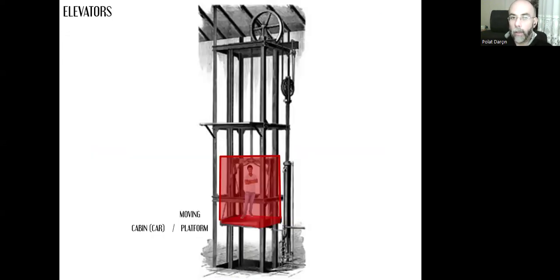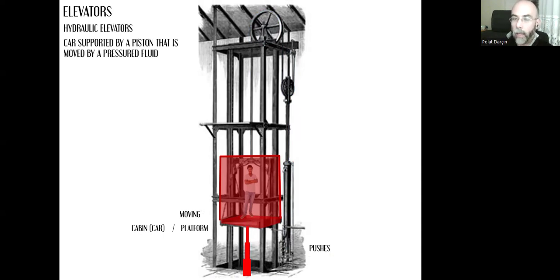So we talked about the one that pulls from above. Let's take a look at the one that pushes from below. Obviously, we don't need these cables, the machinery, the pulleys or counterweights anymore. Instead, we have something that we call a hydraulic system. That's a car or a platform that's supported by a piston that is moved by a pressured fluid.